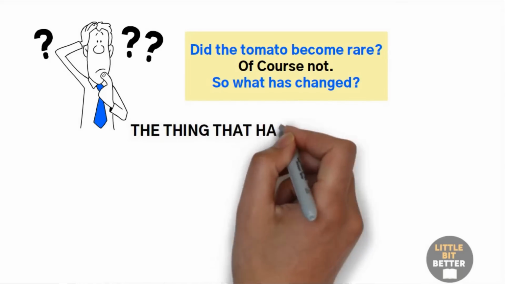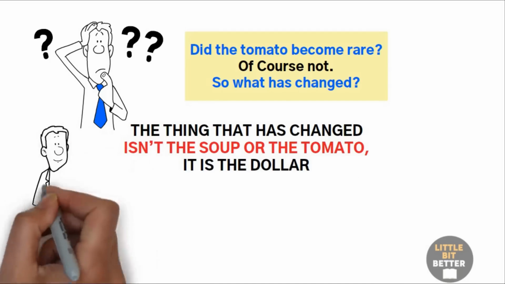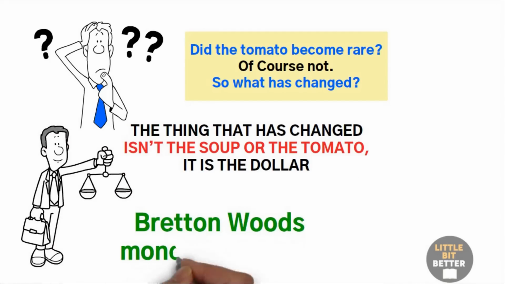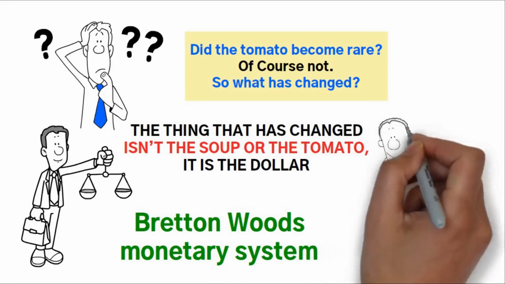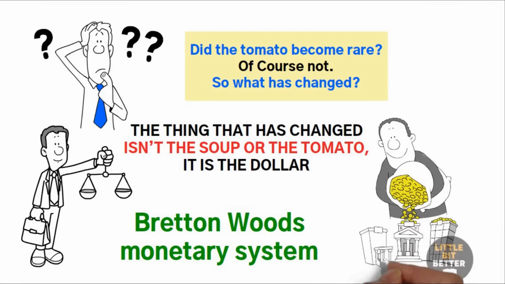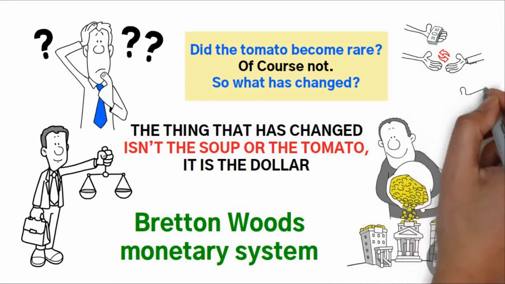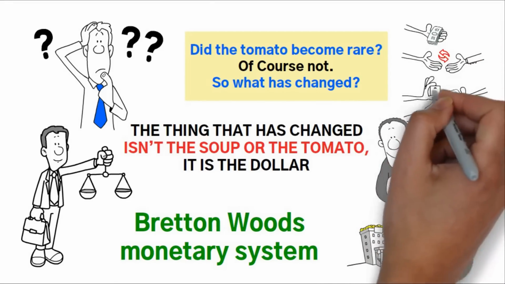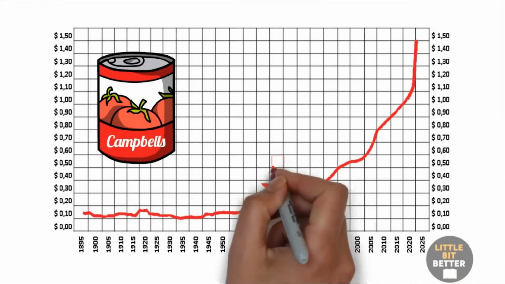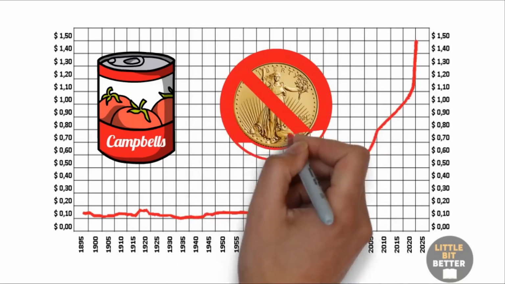Well, the thing that has changed isn't the soup or the tomato. It's the dollar. The reason the price was stable is that until 1971, we were on the Bretton Woods monetary system. Under this system, all the world currencies were tied to the US dollar, and the dollar was tied to gold. Even though the dollar wasn't backed by gold 100%, it was still enough to keep everybody under control. However, things changed in 1971 when American President Nixon ended the Bretton Woods monetary system.